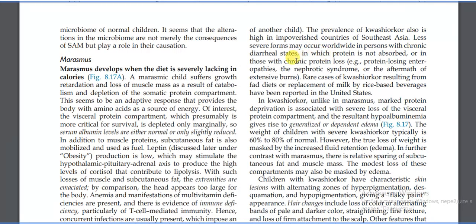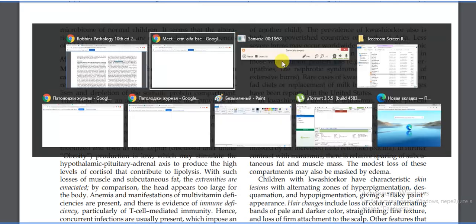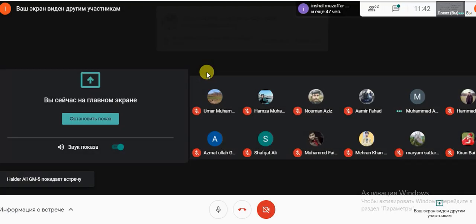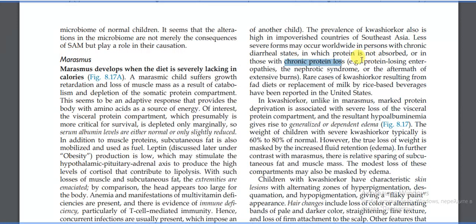First of all, it involves chronic protein loss, or proteins are not absorbed in patients. It leads to protein-losing enteropathies, nephrotic syndrome, and the aftermath of extensive burns. Rare cases of kwashiorkor resulting from fad diets or the replacement of milk by rice-based beverages have been reported in the United States. You know that mainly protein intake to the body comes from meat.